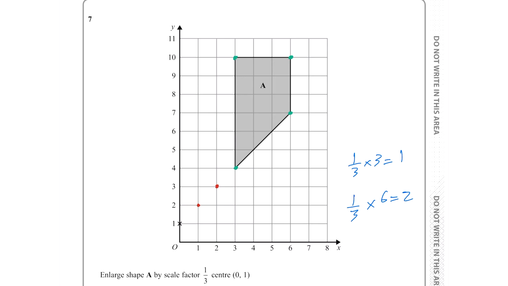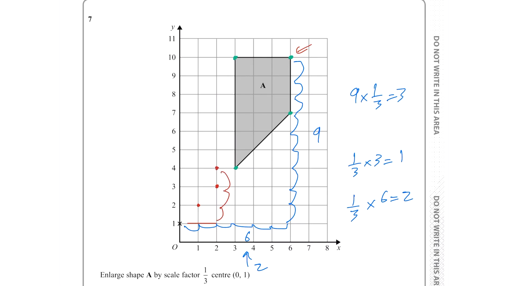And I'll do just one more. So going up to this point here now, we're going to go across by 1, 2, 3, 4, 5, 6, and we're going to go up by 1, 2, 3, 4, 5, 6, 7, 8, 9. So now if I do 9 times 1 over 3, that gives me 3. So that means I go across by 2, and then I go up by 3. So let me just get that there. So across by 1, 2, and up by 1, 2, 3. So that's there. And hopefully you can see where the last point will be.